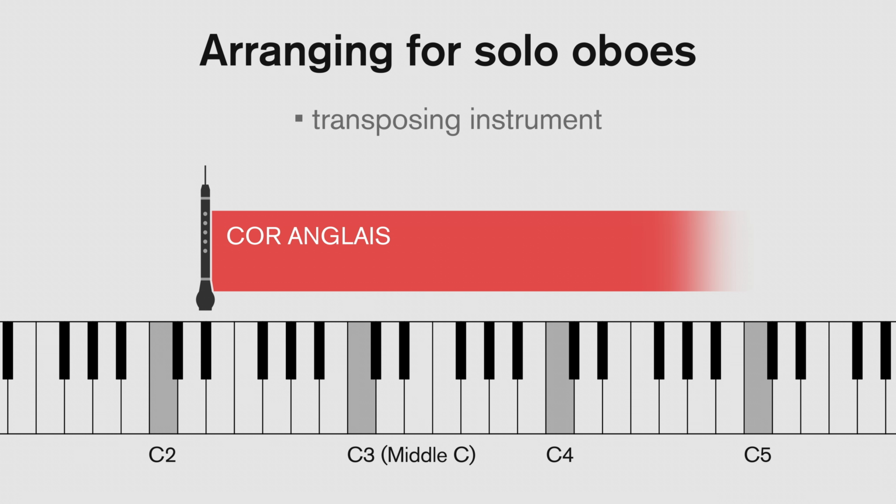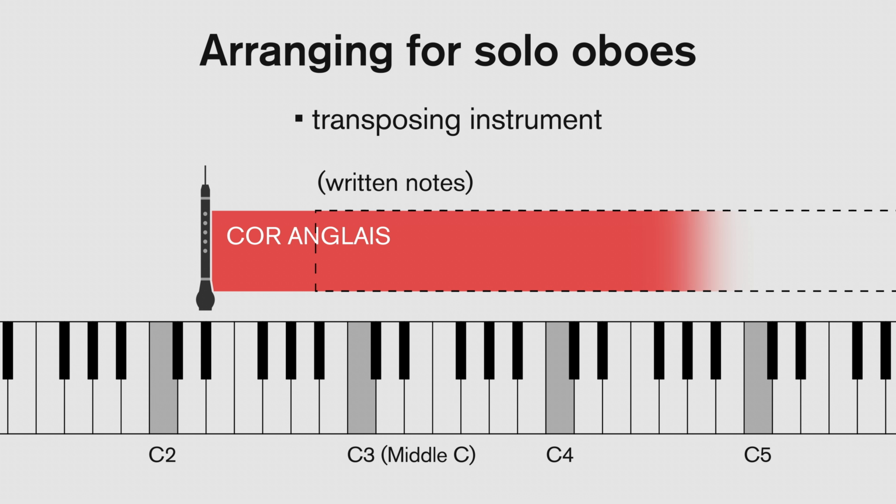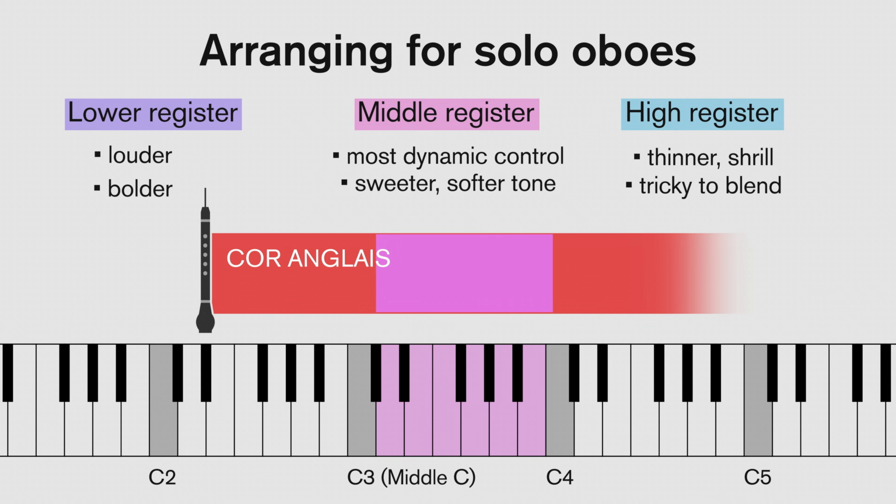The English horn is a transposing instrument, and all horns sound a perfect fifth lower than written. So here, we're mostly in the middle register and move into the high register as the solo goes on, between a MIDI D3 and a MIDI F4, so the part spans an octave and a third.